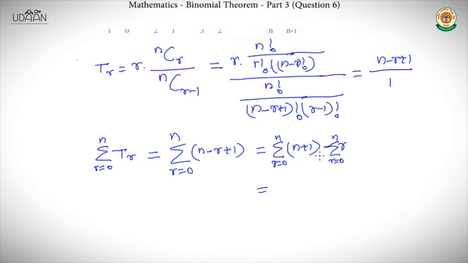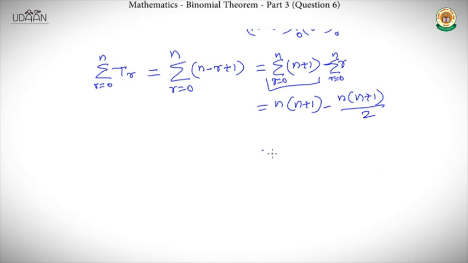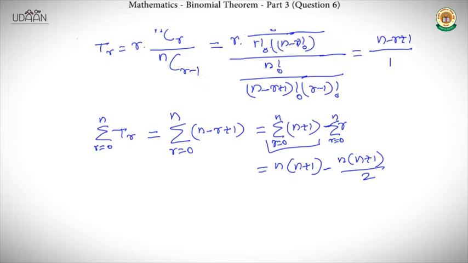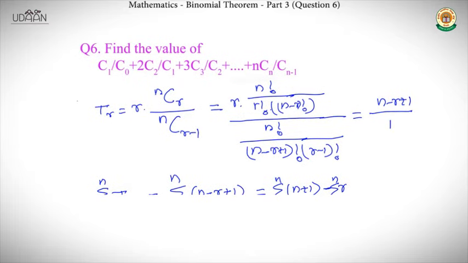Since n plus 1 is repeating n times, there we'll get n into n plus 1 of this term. The summation of n plus 1, r equals 0 to n will be equal to n into n plus 1 minus the summation of n natural numbers, natural or whole numbers, because the first term will be 0. So the summation of the first n terms will be equal to n into n plus 1 by 2. So ultimately we are getting the answer n into n plus 1 by 2. So this is the value of this given sequence.